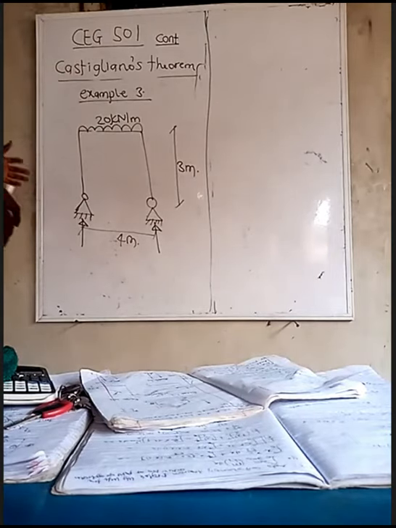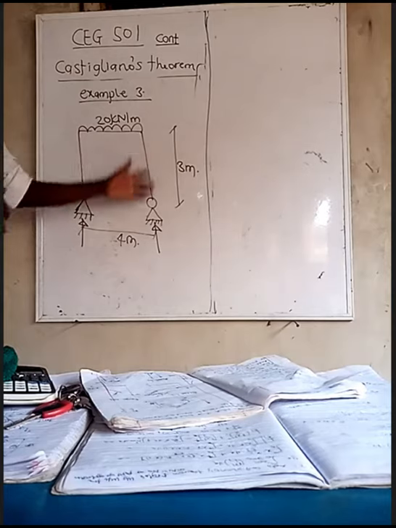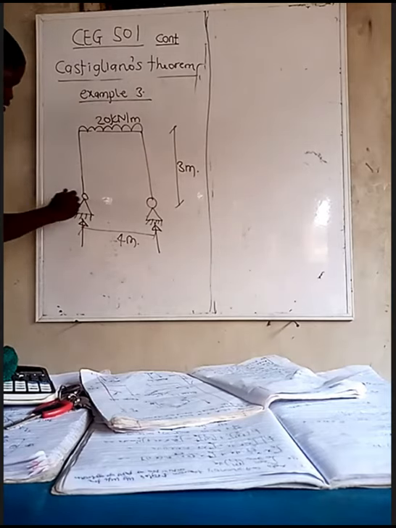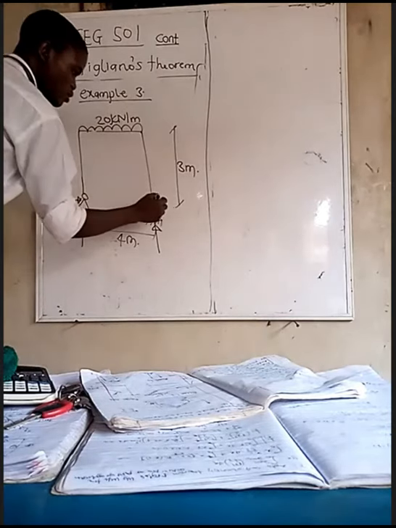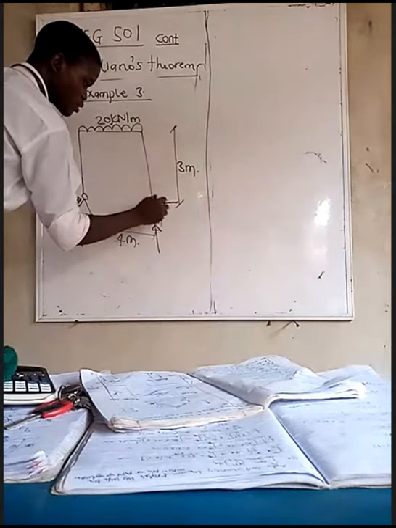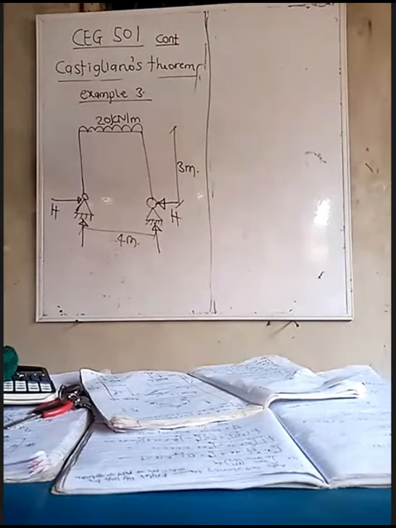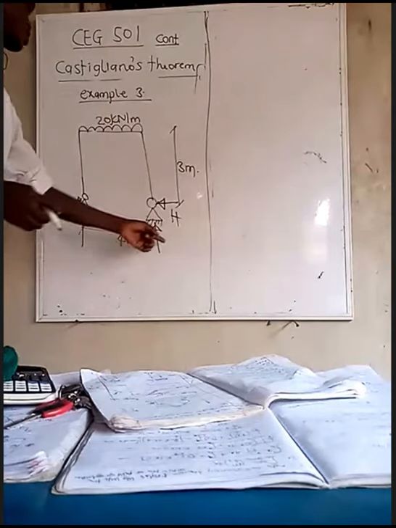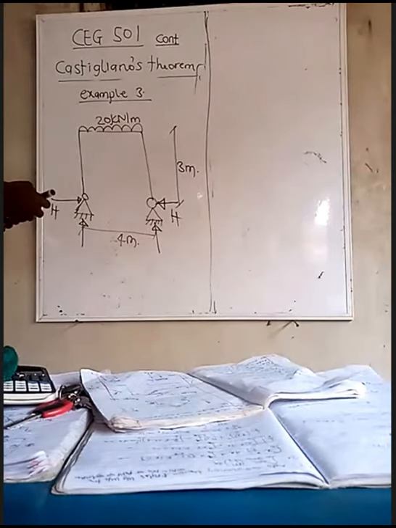So now, you need to find the strain energy here, here, and here. So let's do that. We apply H like this. If there is an H here, of course, there should be a counterbalancing H here. Summation Fx is equal to zero. We can calculate this, but we don't even need it actually.